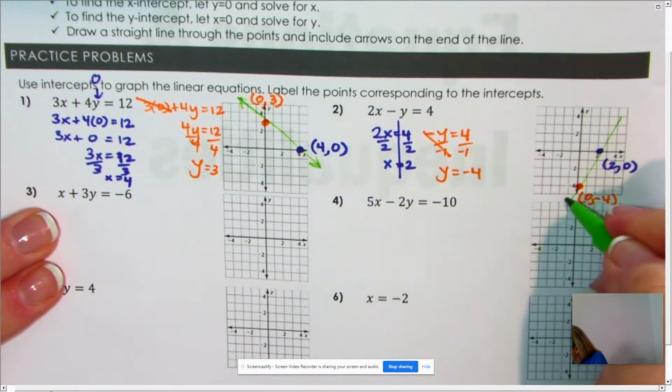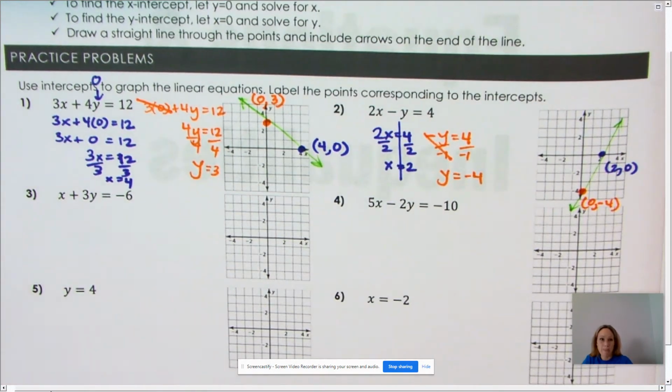So here's what our line looks like. You just connect the dots. That part's kind of fun, right? All right, let's do a couple more of these ones.